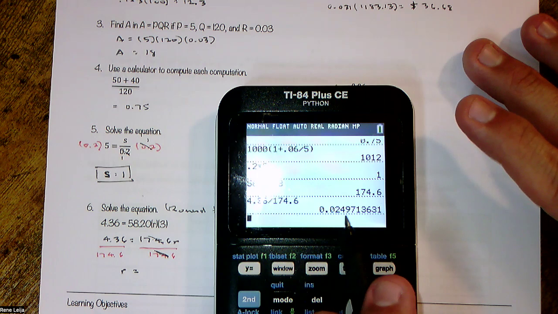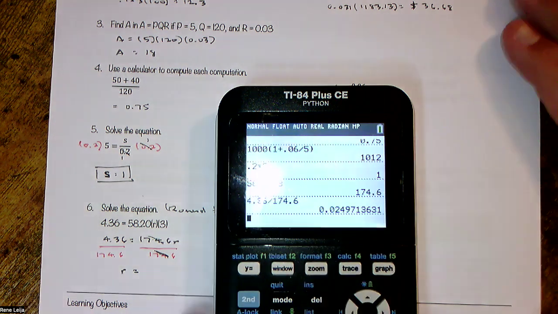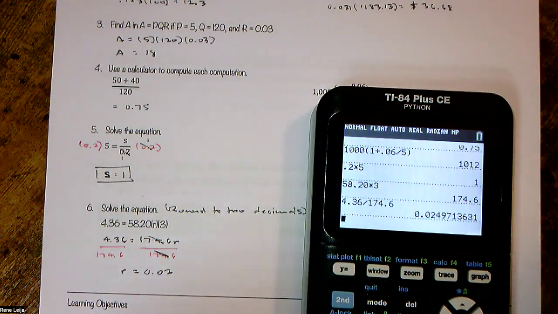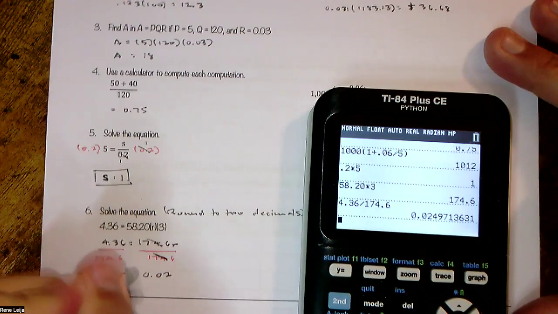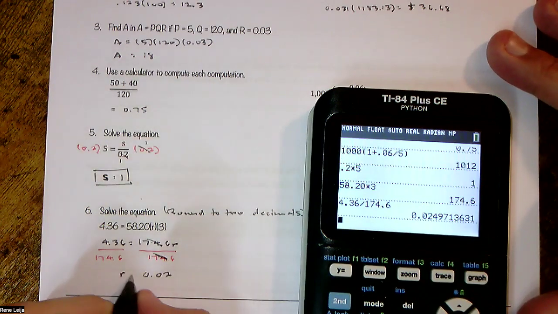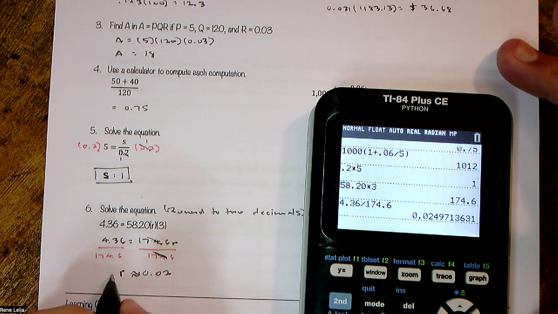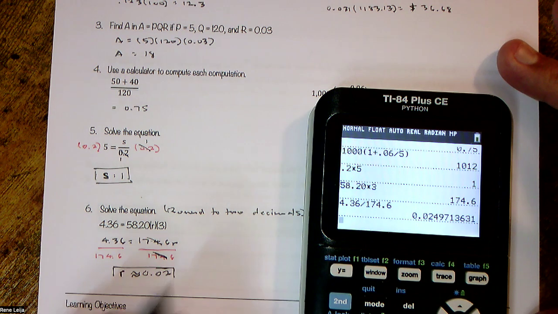So I look at the 4, it's not big enough to bump that 2 up. So this just becomes 0.02. Now, I can no longer say that this equals. This is an approximation. So we use our squiggly equal signs to tell us that this is approximated. It's approximately 0.02 because we did have to round it.